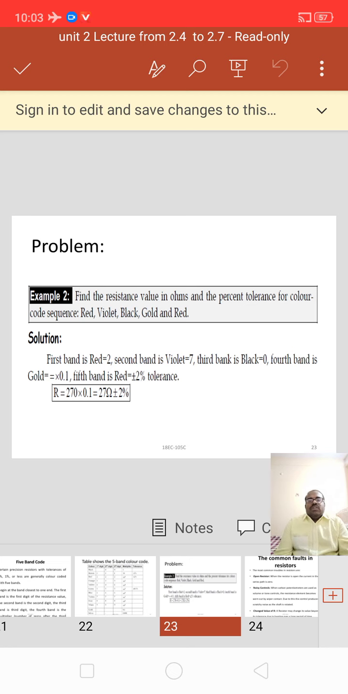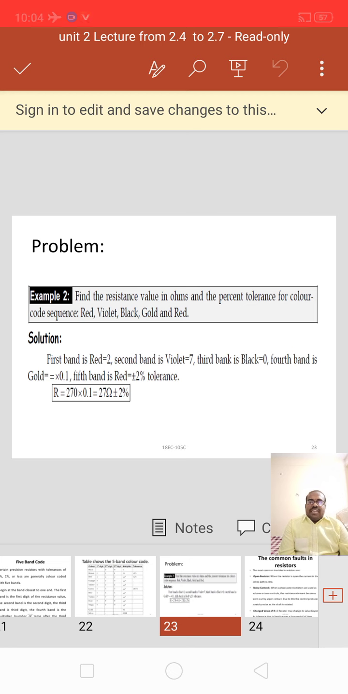Example 2. Find the resistance value in ohms and percent tolerance for color code sequence red, violet, black, gold, red. See here, the colors are 5, so we want to use the 5 band color code technique. So the first band is red, second one is violet, third black, fourth gold, fifth red.